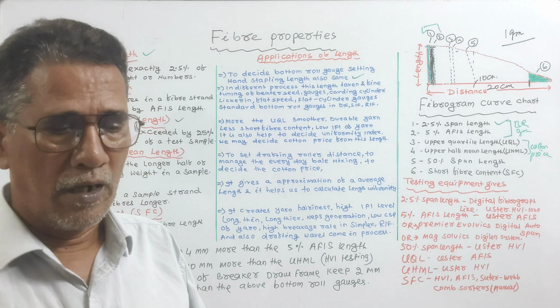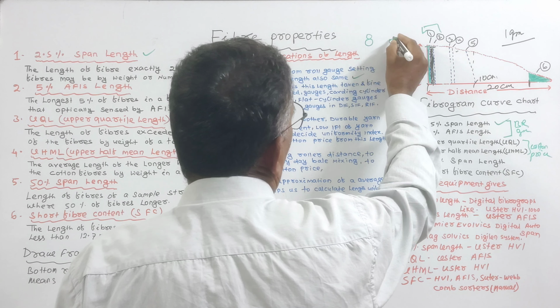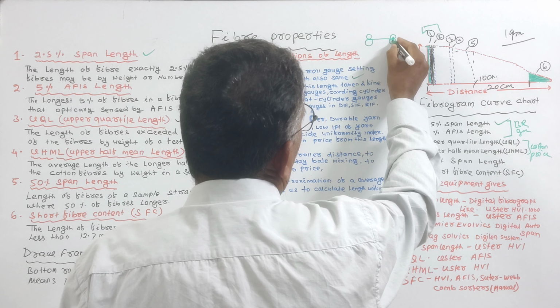Suppose this is the bottom roll and this is the top roll. This nip to nip distance is decided from the 2.5% span length. Another thing, the 5% upper length, as a hand stapling length, is also the same. Whenever a technician does hand stapling, they are also gauging the 2.5% span length.